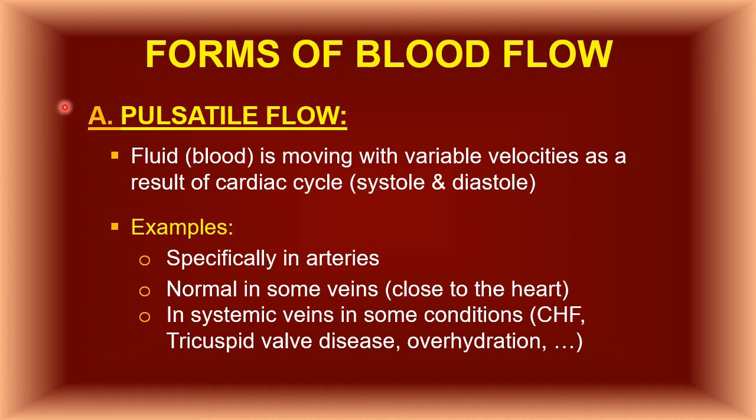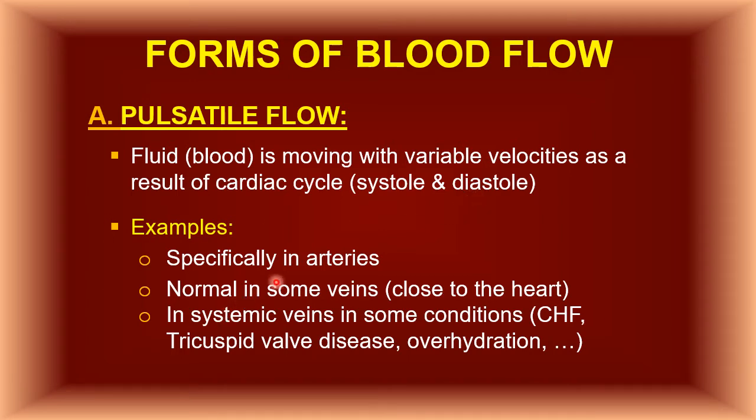What is the cardiac cycle? We have systole and we have diastole. Systole and diastole mean that this is the cardiac cycle, and if you look at the pulsatile flow, it follows this. We have a systole and a diastole in the blood flow. This is the pulsatile flow.